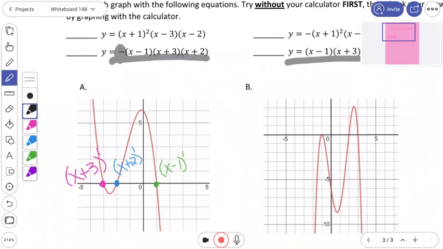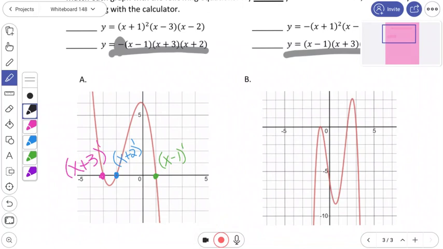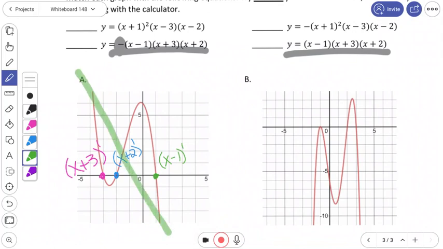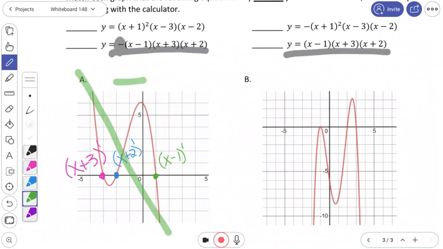Well, I'll show you a little trick. If you look at your 2 end behaviors on graph A, I'm just going to connect them with a line. Okay, so I've connected my end behaviors. If that's a linear function, my graph is decreasing as I move from left to right. So I need a negative leading coefficient. So I know that graph A goes with this function.